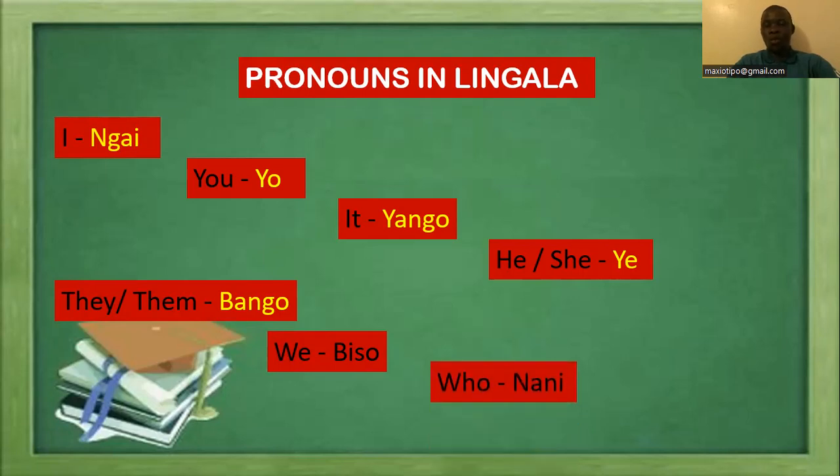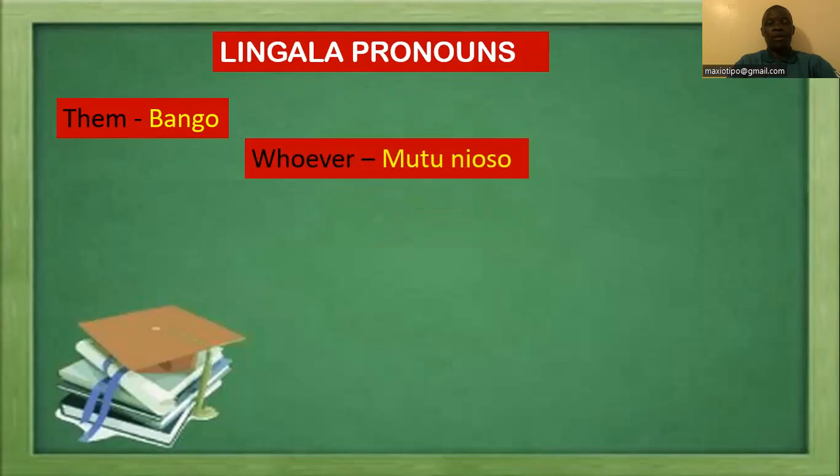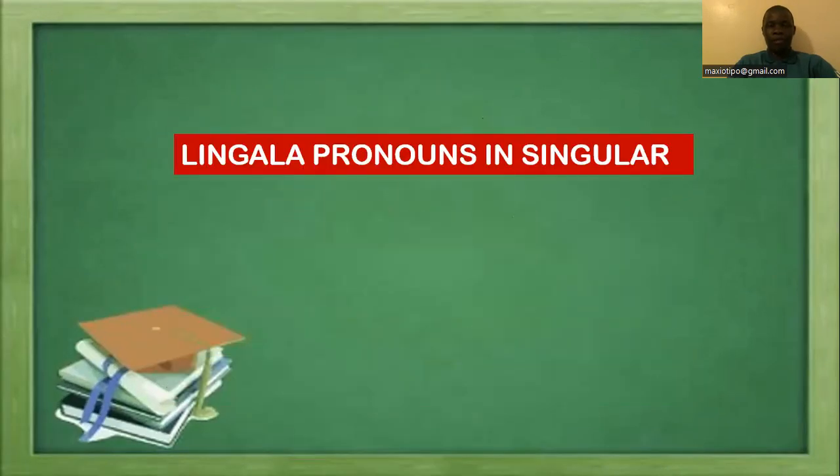Then to ask who is none, just like Swahili. Him or her, still ye. Then we have them. Them in Lingala is bango. You will find that whoever is mutunyoso in Lingala, also anyone is mutunyoso. Something is a local, then nobody is mutute. So whoever and anyone in Lingala is mutunyoso. Good.